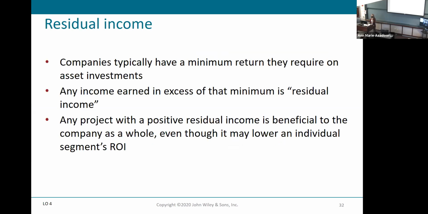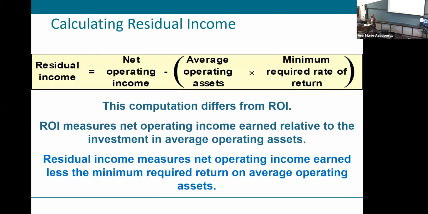With residual income, any income that is earned in excess of that minimum is called your residual income. And if that number is positive, or an investment decision will make that residual income go up, then you're going to be looking at a favorable performance evaluation. So let me show you the calculation. Basically, residual income starts here. Here's your minimum required rate of return. For Centex Yarn, it is 15%. The average operating assets are multiplied by that minimum 15%, and that is the minimum net operating income that you need to bring in.